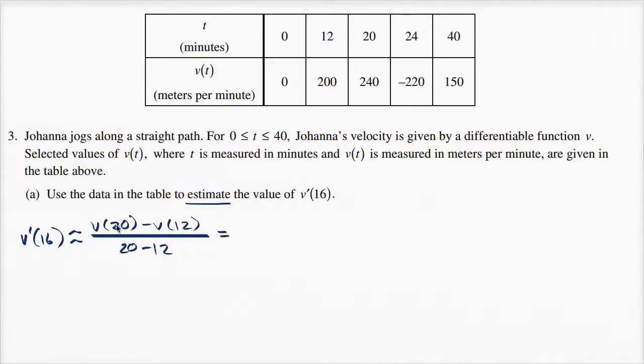And so this is going to be equal to v(20), which is 240, minus v(12), which we see right there is 200. And so this is going to be 40 over 8, which is equal to 5. And we would be done.